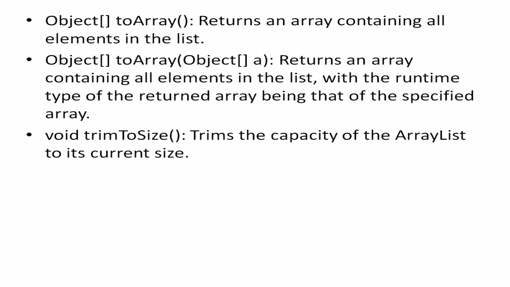Next, Object[] toArray(). You can convert the list to an array. It returns an array containing all the elements in the list. Object[] toArray(Object[] a) returns an array containing all elements in the list, with the runtime type of the returned array being that of the specified array. Next, void trimToSize(). You can trim the ArrayList to a specific size, so you can divide it into two partitions based upon the size which you specify.